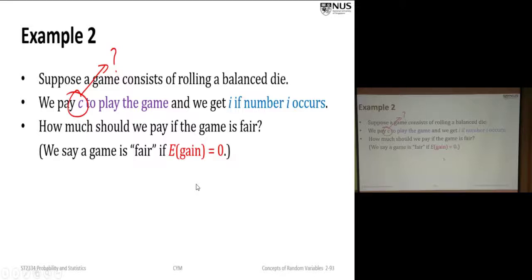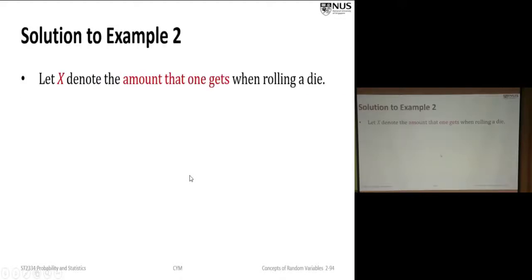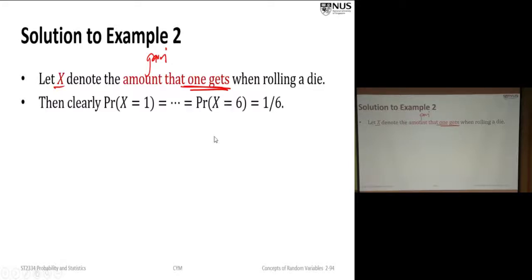So gain is the random variable. Okay, we start with something simple before we talk about gain. X is not the gain. X is the amount that he gets. All right? So what are the possible values? He will get 1, 2, 3, 4, 5, 6, one of these values, depending on the outcome of the die. So X takes 6 values.